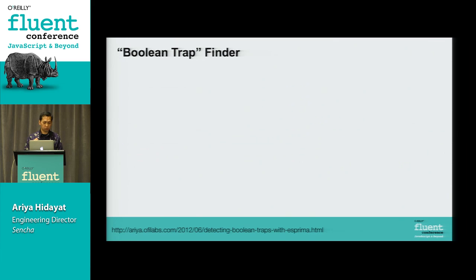Boolean trap finder. This is one of my pet peeves. How many of you are familiar with Boolean traps? So here's the first example. Can anyone tell me what does false there mean? I mean, what does it do to my slider? Without looking at the API, it's usually very difficult. This is a real world example. I'm not making this up. Apparently, false there means you want horizontal or vertical, because who has ever seen a diagonal slider?